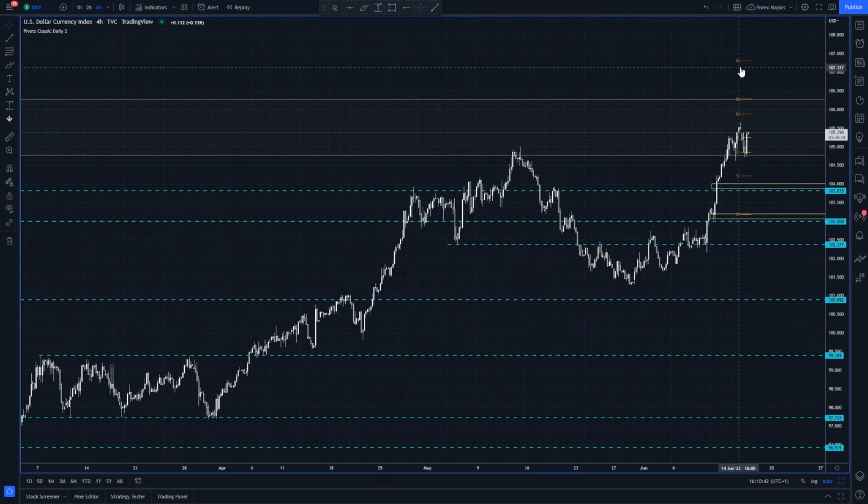Now, again, whether you place it there or just above that level, there isn't much difference between those two areas if you have the right type of risk.